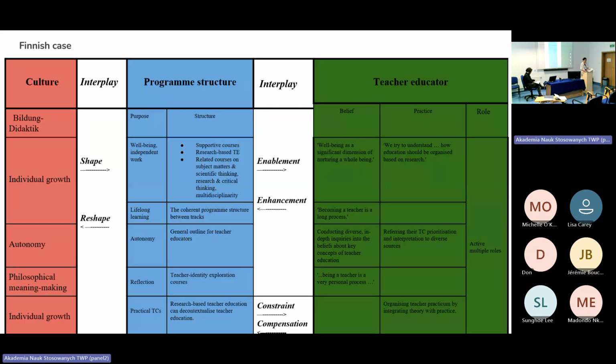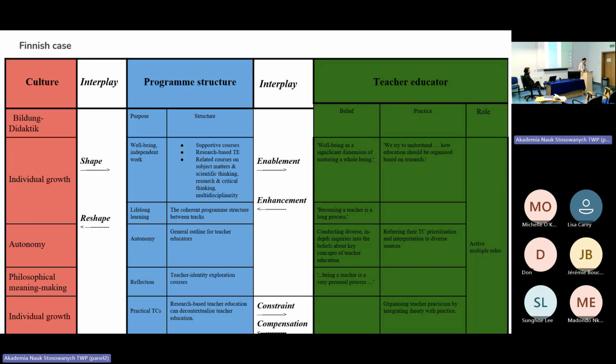Now we turn to how culture, structure, and agency interact dynamically within teacher education systems. Let's look at this table from left column to right. In the Finnish case, at a cultural level, the Bildung didactic tradition prioritizes autonomy, well-being, and lifelong learning. This is structurally supported through coherent program frameworks, optional and reflective courses, and a research-based orientation. These structures enable educators to take on multiple active roles as researchers, curriculum designers, and equity facilitators. Teacher educators draw on these cultural and structural resources to enact reflexive student-centered practices.